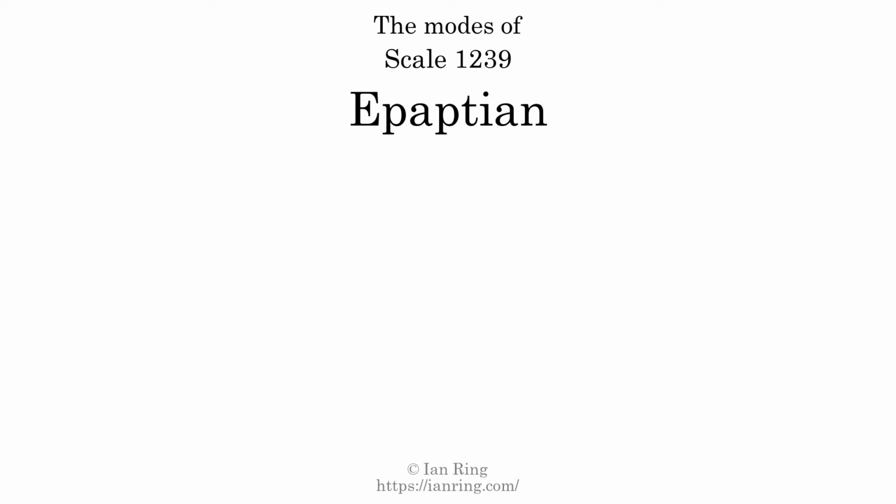This scale has 7 modes. The first mode is itself. The second mode is scale 2667, also known as Byrian. It sounds like this.